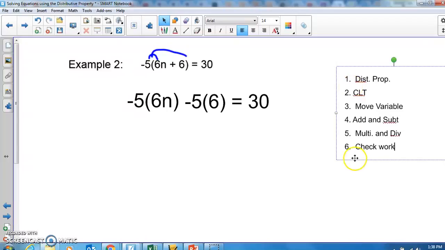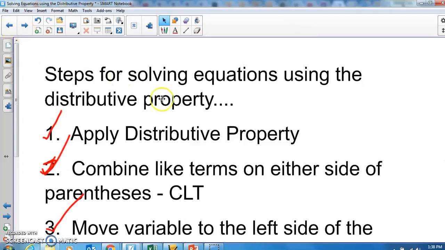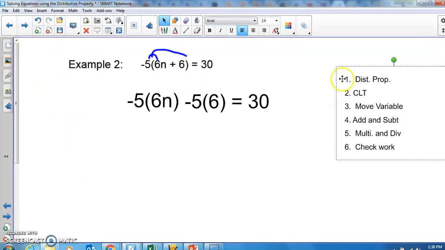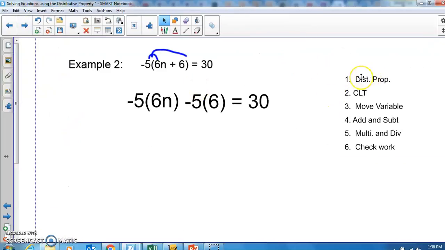And obviously you don't have to copy this down each time because you copied it down over here. Okay, so if you need it for a little checklist, copy it down. One thing it does, if you copy it down each time, it does help you learn the steps, or memorize the steps. So first thing, I'm going to apply the distributive property.